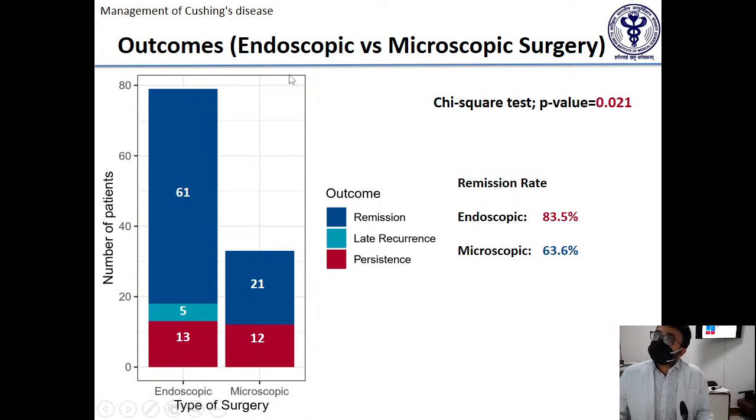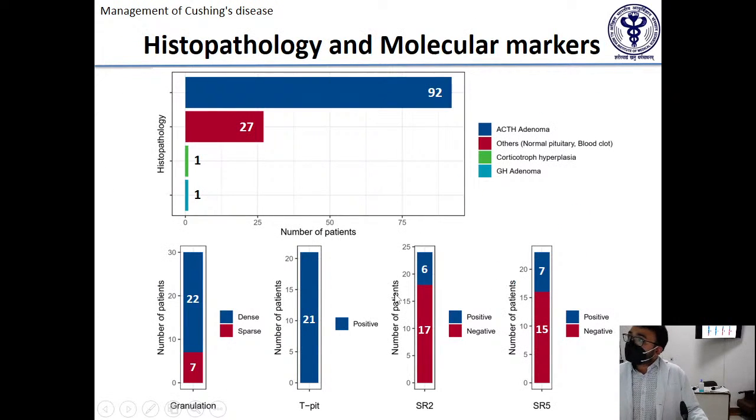We compared the surgical approaches as well, and we found that the endoscopic approach tends to have a much better outcome and a much higher remission rate as compared to the microscopic surgery, with endoscopic surgery having a remission rate of around 83.5% and microscopy having a remission rate of around 65%.